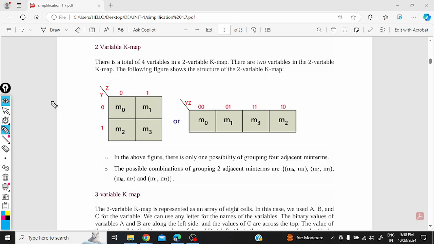You will have two variable K-map, three variable K-map, four variable K-map and five variable K-map. Two variable K-map means, if I have Z and Y as two variables, Y can take either 0 or 1 value, and Z can take either 0 or 1 value. So these boxes represent 00, 01, 10 and 11. So the minterms will be m0, m1, m2, m3. This is how the representation works for a two variable K-map.